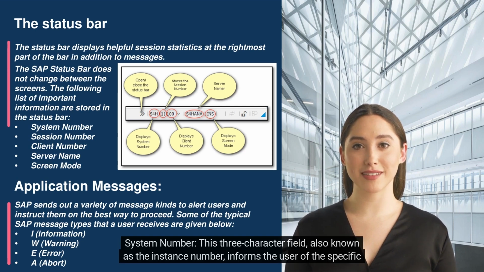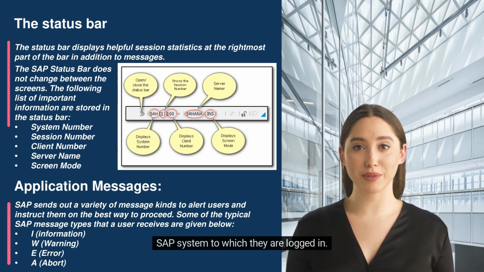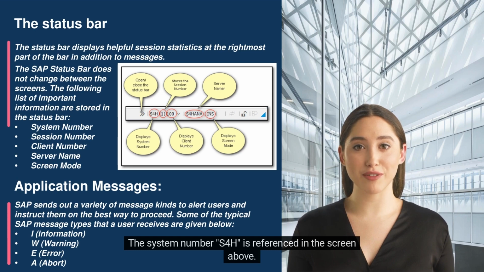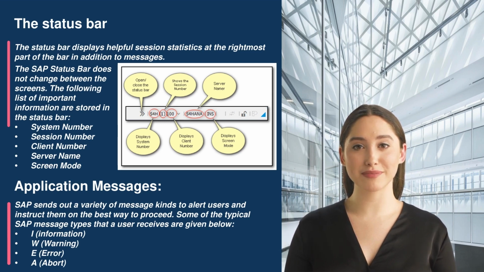System number. This 3-character field, also known as the instance number, informs the user of the specific SAP system to which they are logged in. The system number S4H is referenced in the screen above.